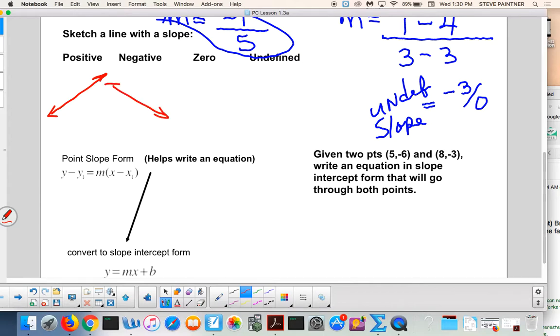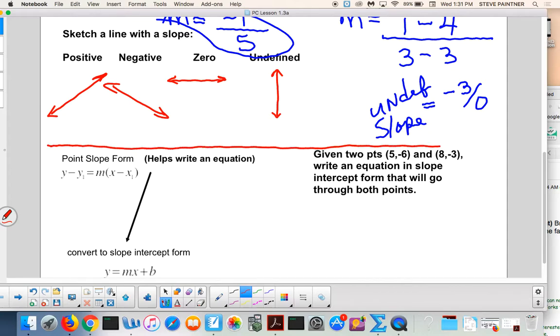Okay, zero slope. Horizontal. Undefined. We just talked about it, didn't we? Okay, it's vertical. Good. It helps. If somebody's telling you to graph something and you know the slope is negative, you know the line will go this way, right? It helps. Okay, then right at the end of your assignment today, we start talking about writing equations.